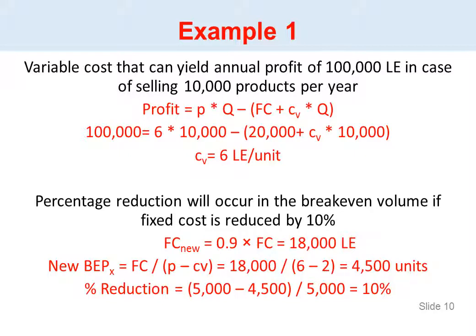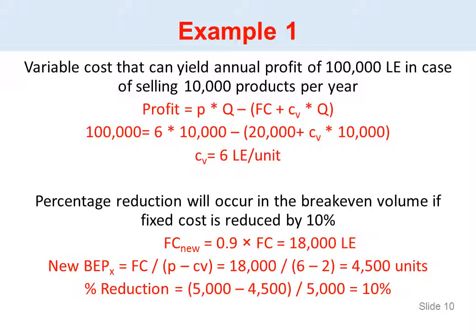The next question is the variable cost that can yield an annual profit of 100,000 pounds in case of selling 10,000 units per year. The profit is known. Now we are going to use the profit equation, which comes from total revenue minus total cost. The missing variable is CV, the unit variable cost.